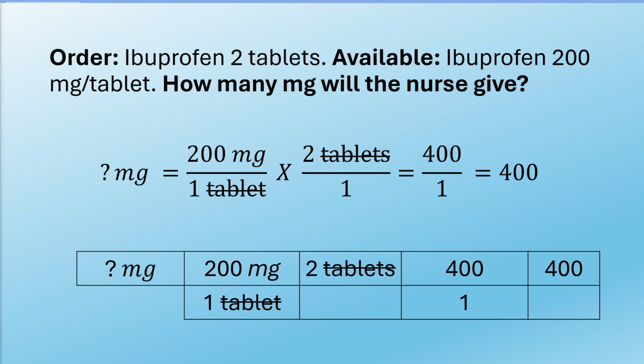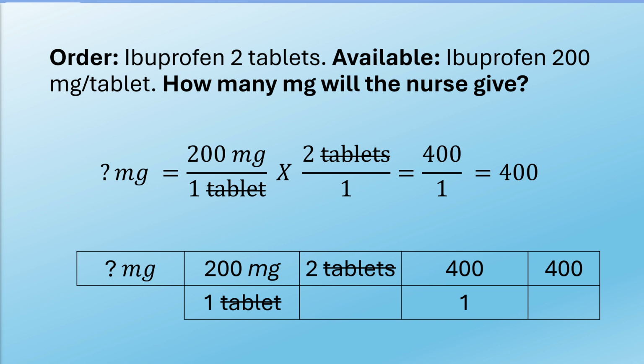So in this case, same problem, but worded differently. In this case, the order was to give 2 tablets of ibuprofen. It's an over-the-counter medication. It comes in a standard concentration. So what's available, and the provider recognized that when they wrote the order, is it comes as ibuprofen 200 milligrams per tablet. Same information we had before. In this case, though, we want to know how many milligrams we are going to give.